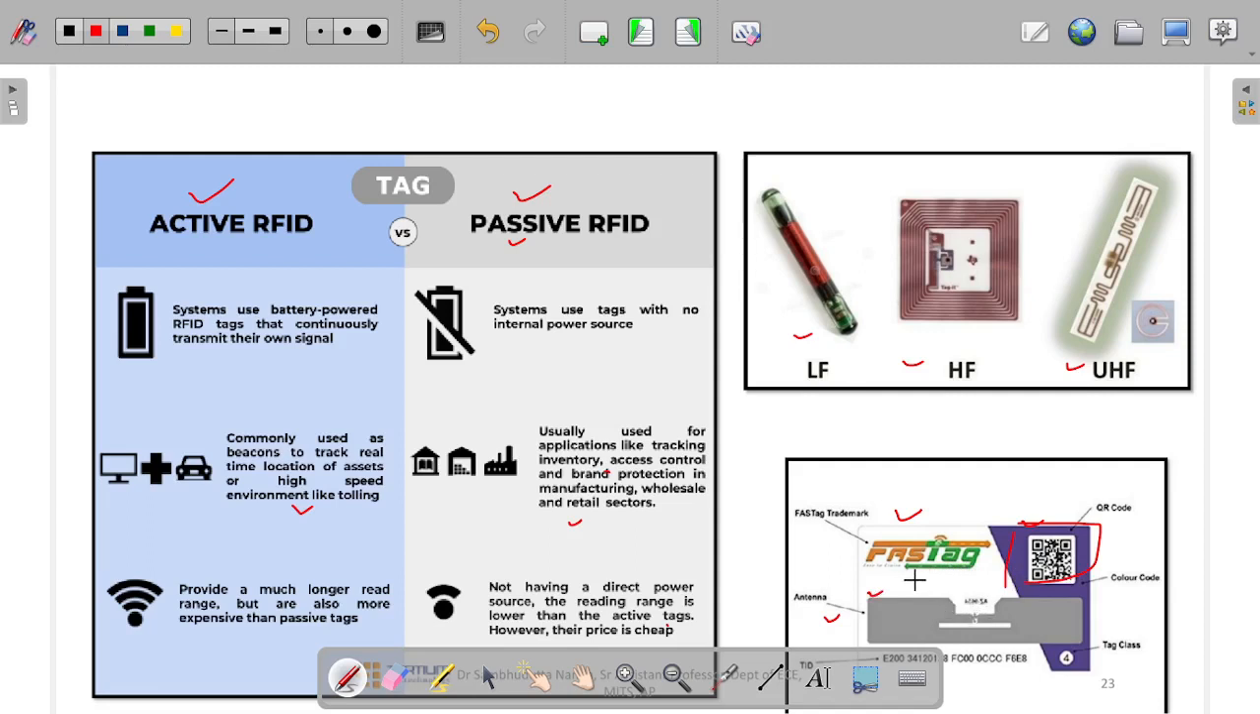This is how RFID works, and these are some of the applications of RFID devices.